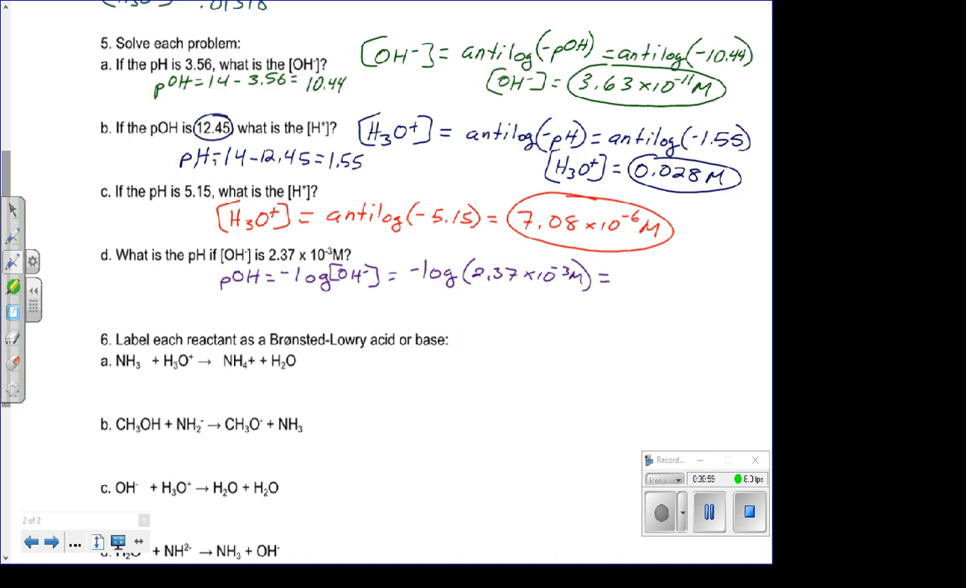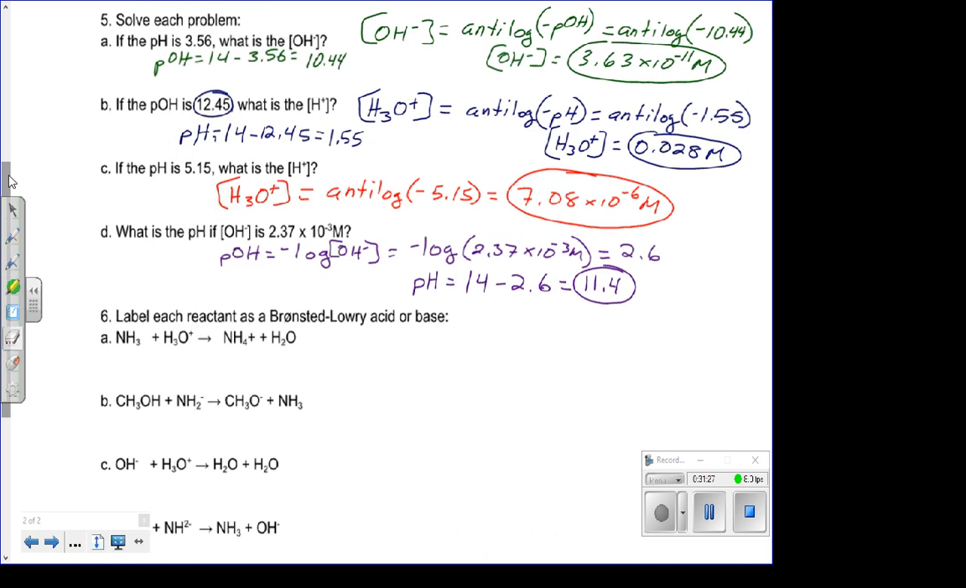So if I take the negative log of 2.37 to the negative third, it's about 2.6. And then to get the pH, you subtract that from 14. We got a pH of 11.4. Questions on any of those?